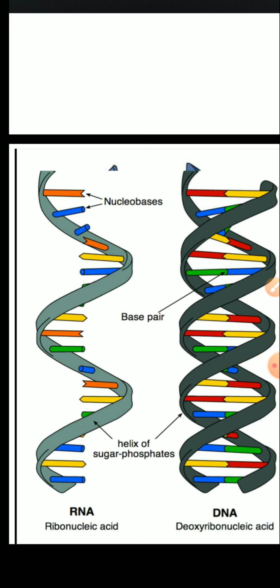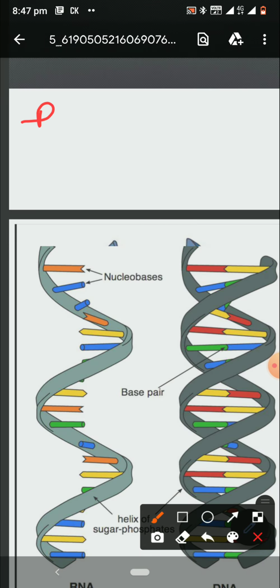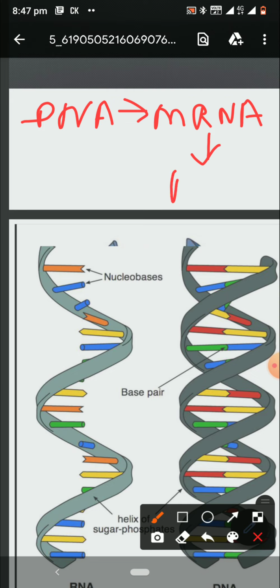Now coming to the last point, that is expression of genetic information. In DNA, the genetic information contained in DNA will be carried on to mRNA, and this mRNA will result in protein synthesis. So the process in which DNA is converted to mRNA is known as transcription, and the process by which mRNA is converted into protein is known as translation. So hence the protein is synthesized in our body according to the genetic information in DNA.